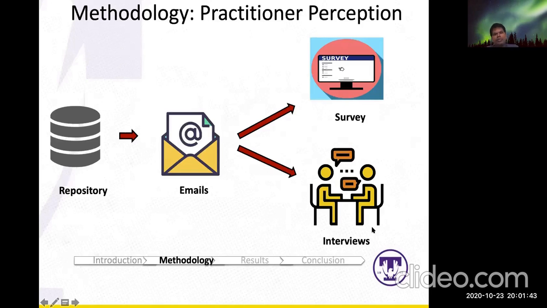For RQ2, what we did was from the same set of repositories, we mined emails and then sent surveys to practitioners. And from the survey, the practitioners who responded, we then invited them to do semi-structured interviews, so that we get deeper insights on the perceptions of practitioners for the identified set of metrics.